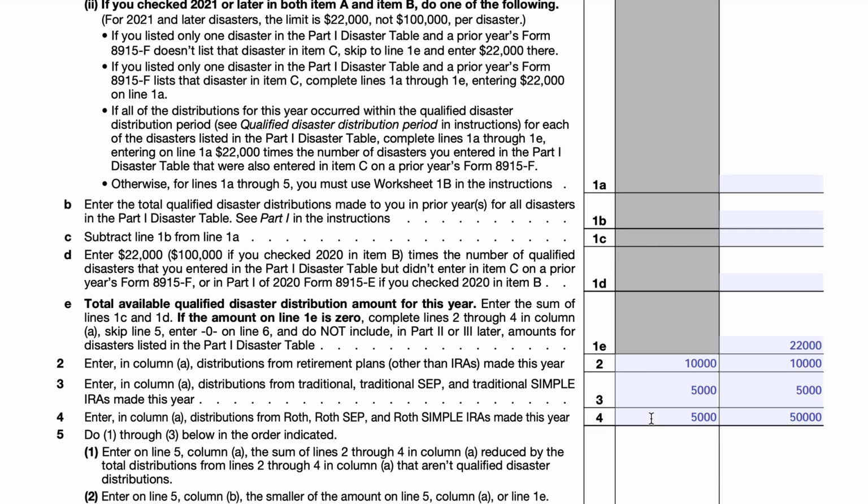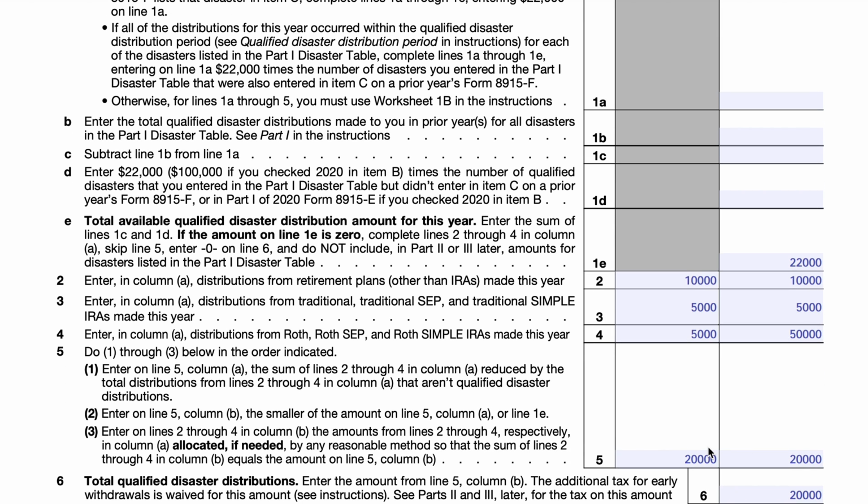So our total amount of withdrawals was $20,000. So in that case, we carry that $20,000. We don't really have to prorate or shoehorn any of this information because $20,000 is less than that $22,000 cap.